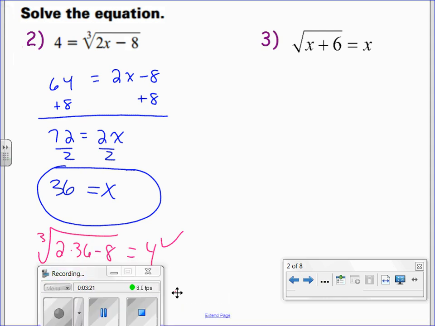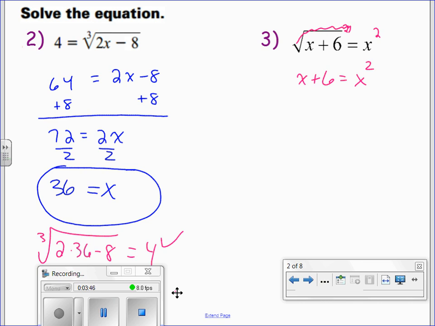All right, number 3 over here to the right. We're going to start this one off by squaring both sides. And that square and that square root will end up canceling. So we'll have x plus 6 equals x squared. Now, anytime you're involving an x squared, it normally involves either factoring or the quadratic formula, but you have to have all the terms on one side together.